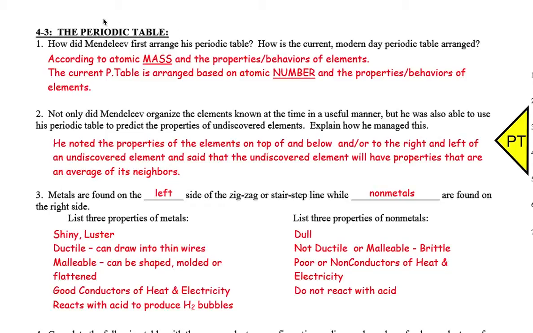4.3, periodic table. How did Mendeleev first arrange his periodic table? He based everything off of atomic masses and the properties, and eventually people realized that mass typically does go up, but more importantly, you see the repeating patterns if you arrange it according to atomic number, which we now know is the number of protons. So when you arrange the periodic table according to atomic number, the properties start repeating. Anytime you have a repeating property, you know that they should go in the same column or the same group.